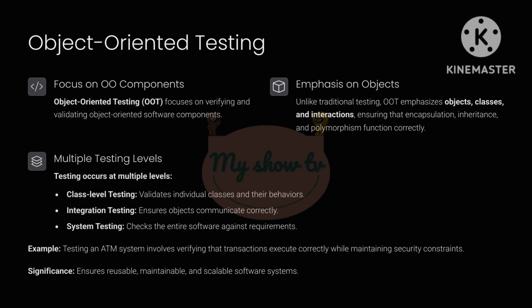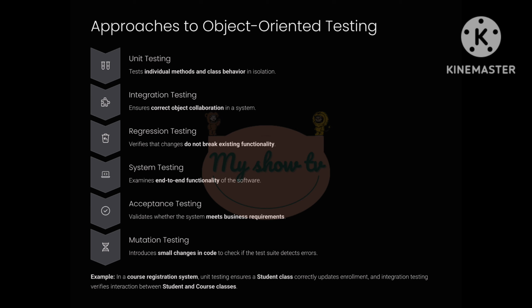For example, in an ATM system, we test individual classes like account, transaction, and user, then move on to testing their interactions, and finally, we test the entire system. The significance of object-oriented testing is that it ensures our software remains reliable, reusable, and maintainable, which is crucial for large-scale systems. Slide 2. Approaches to object-oriented testing.